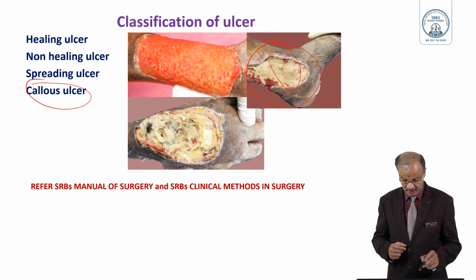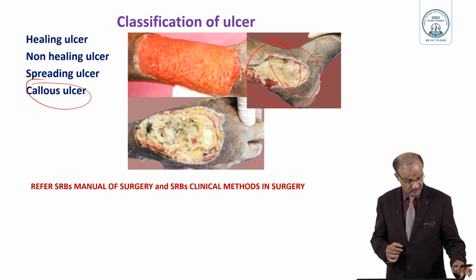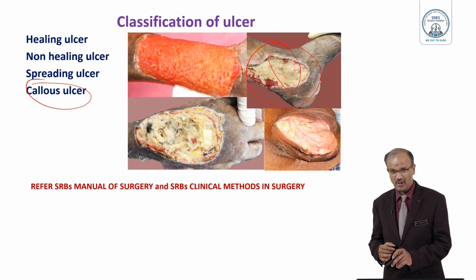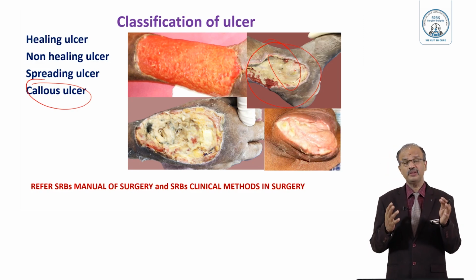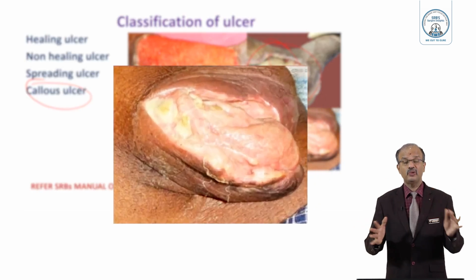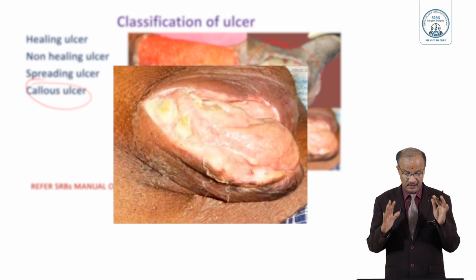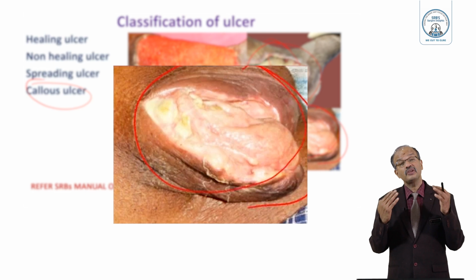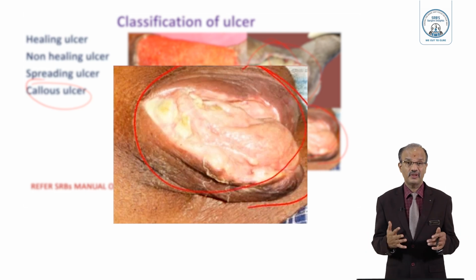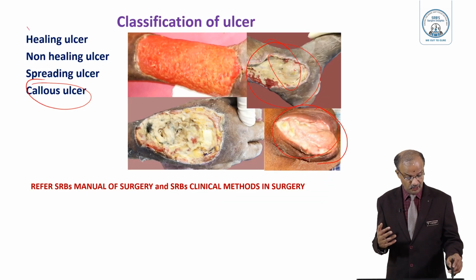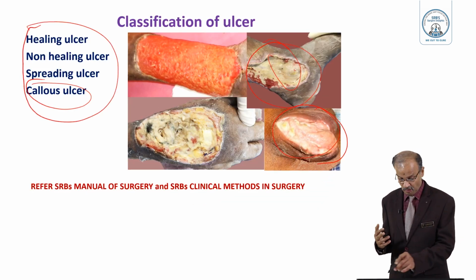Callus ulcer. See the callus ulcer here. It is callus ulcer, the callous attitude of the patient and ulcer. There is absolutely no sign of healing in callus ulcer. There is no intention to heal at all. That is the exact meaning of callus. It's a very chronic ulcer. So these are the 4 types of ulcer which you have to remember. This is exactly how it looks.